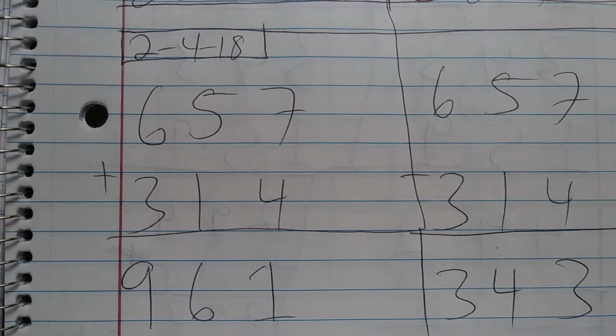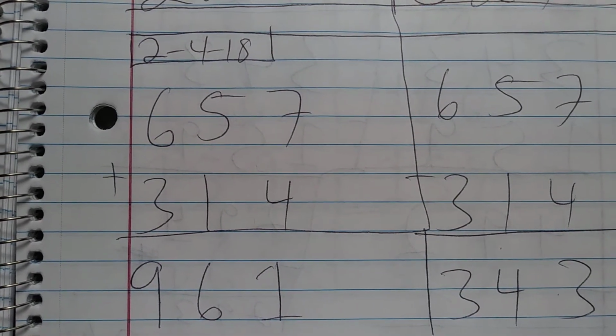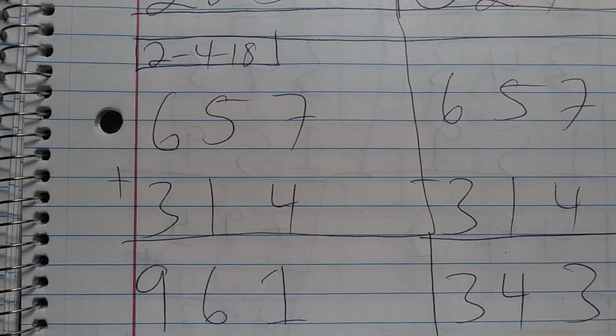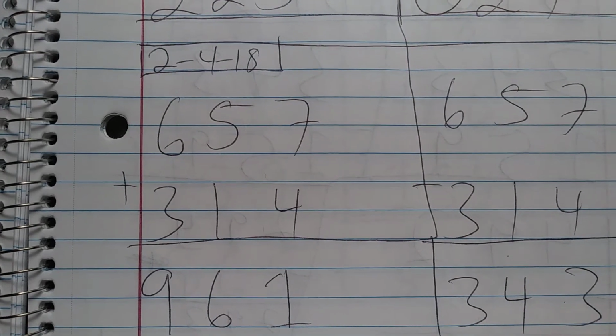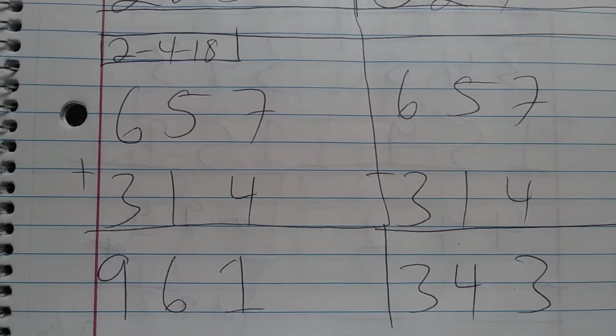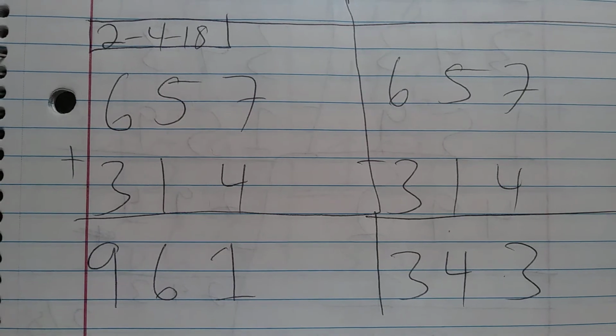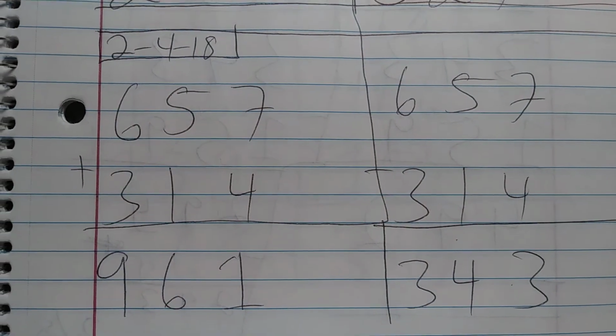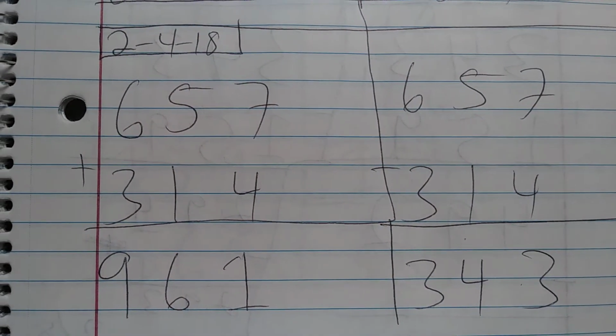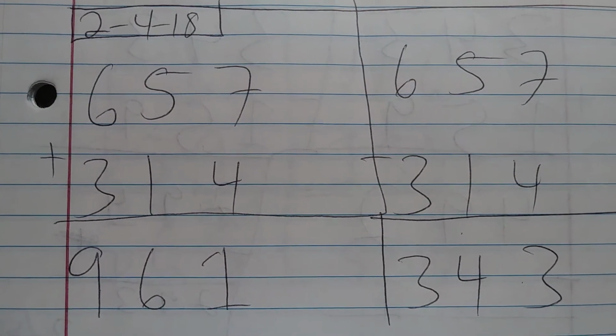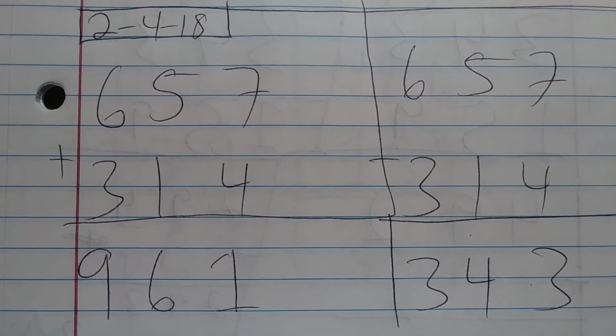657 hit. Add 314, so 6 plus 3 is 9. 5 plus 1 is 6, and then 7 plus 4 is 11. Keep the 1. So you're also going to subtract off 314. 6 minus 3 is 3. 5 minus 1 is 4. And then 7 minus 4 is 3. So 343. And 961 did not hit in the next 7 days.